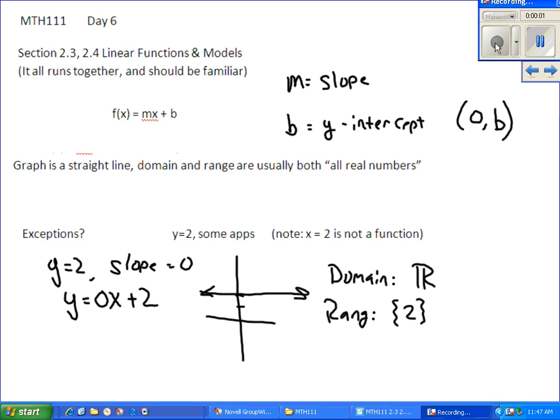Okay, linear functions and models is a couple of sections I think you're going to be able to breeze through. Probably very familiar to most of you. Linear functions, anything that can be written in the format f of x equals mx plus b.